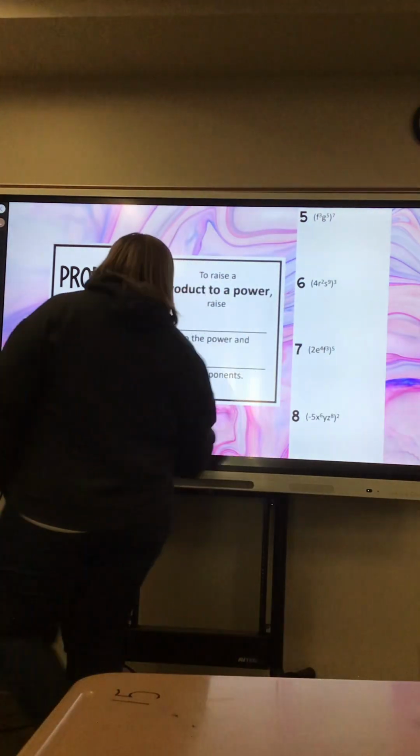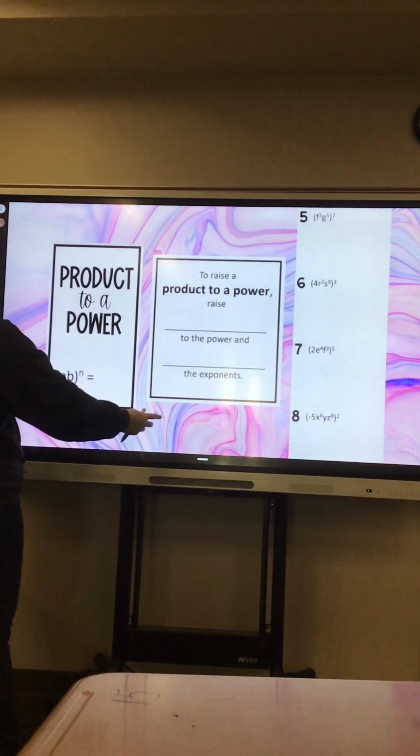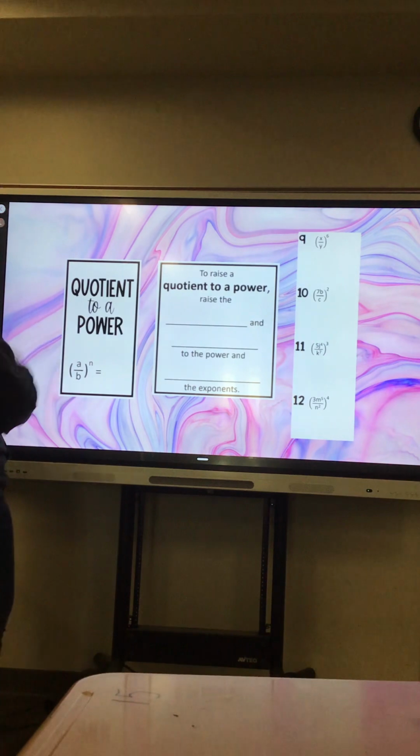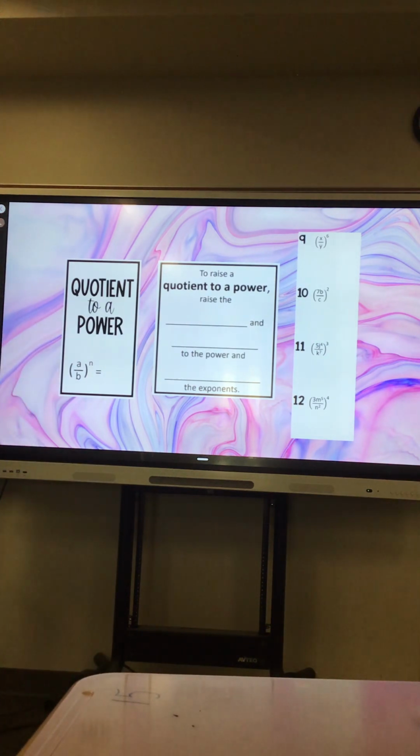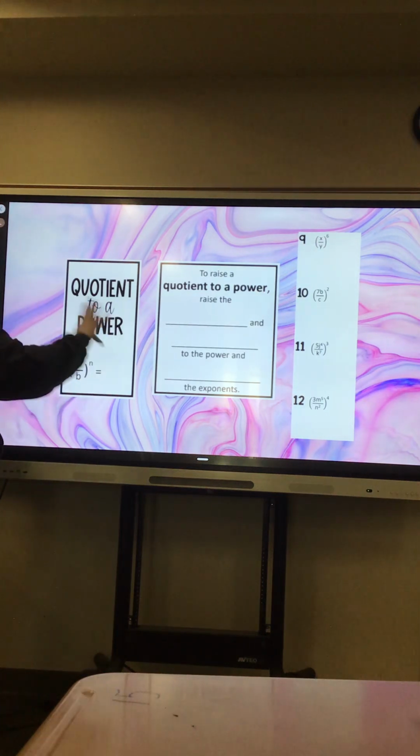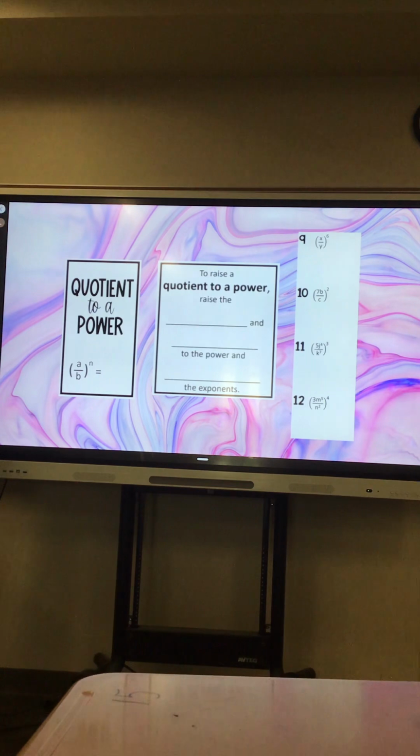So now let's look at the last one. Quotient to a power. Quotient to a power is the exact same thing, but now we're looking at division. We're going to skip quotient to a power. We'll cover that when I return.